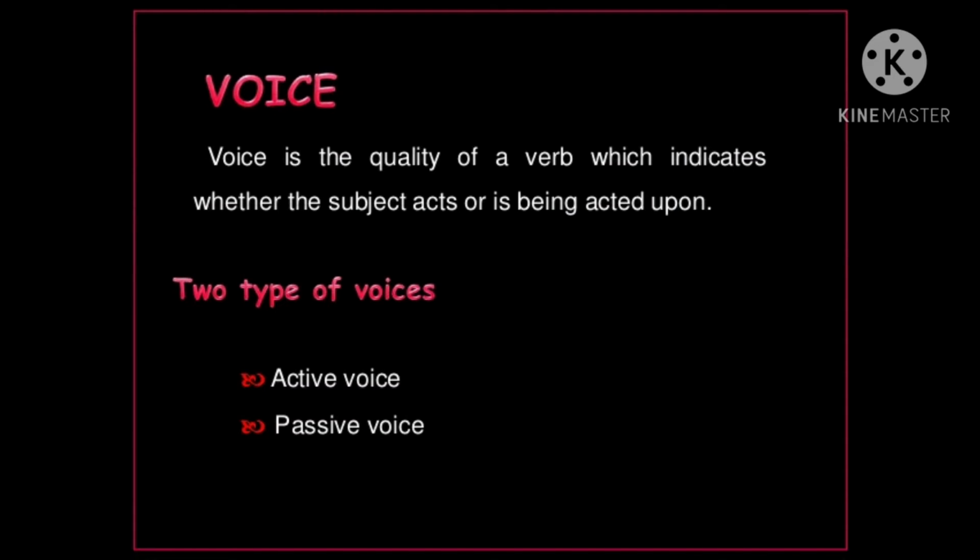Now first we will know about the voice. Voice is the quality of a verb which indicates whether the subject acts or is acted upon. There are two types of voices, active and passive voice. Active and passive voice are two different ways of conveying the same thought with two different objects in focus. Now, we will see the active and the passive voice one by one.